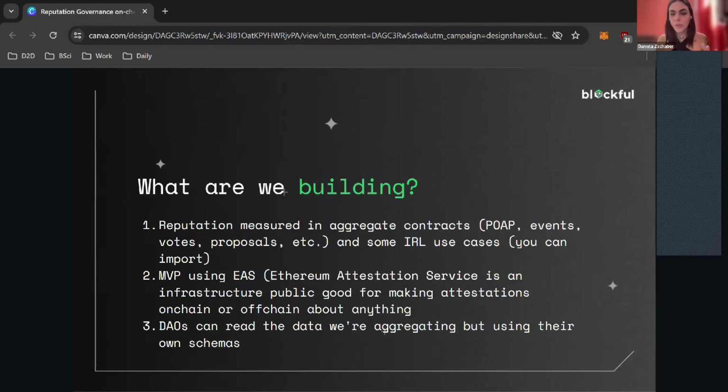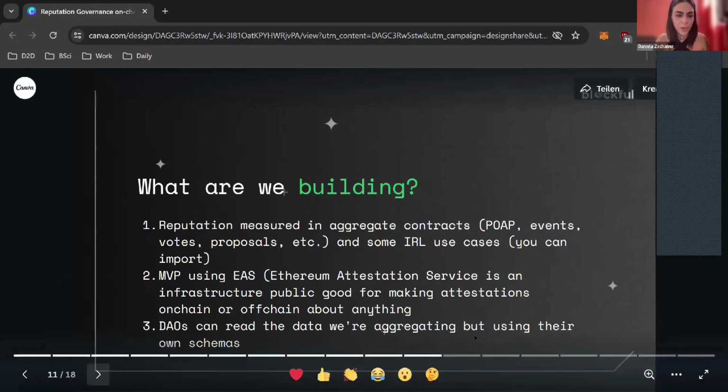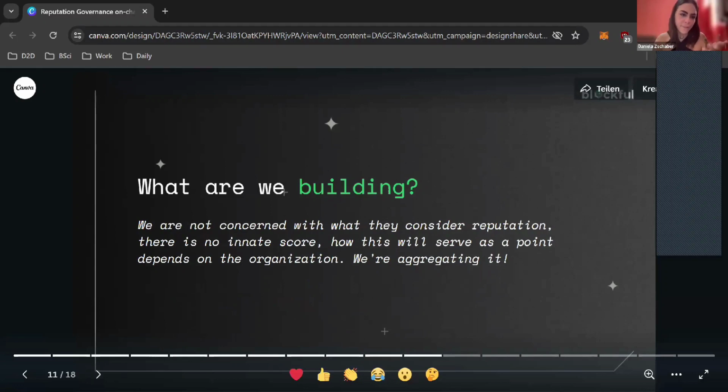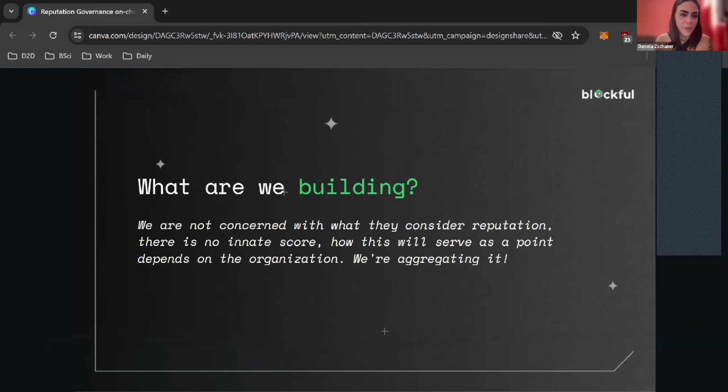And because also we can create new markets on it, for example. You can go ahead and explain a little more about these new markets I can see. Yeah, here you go. We are not concerned with what they consider reputation. There is no innate score. How this will serve as a point depends on their organization. We are aggregating it.